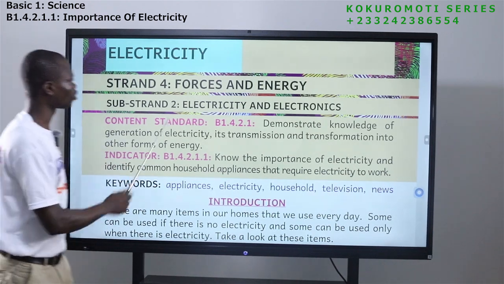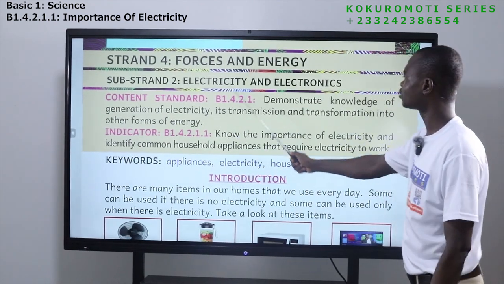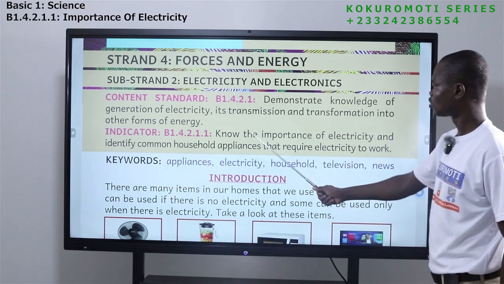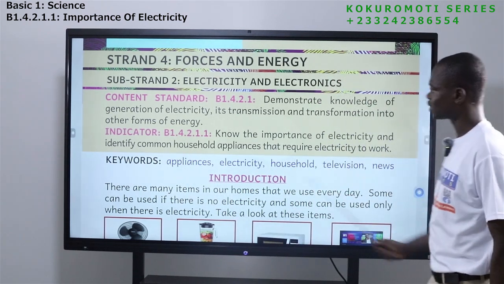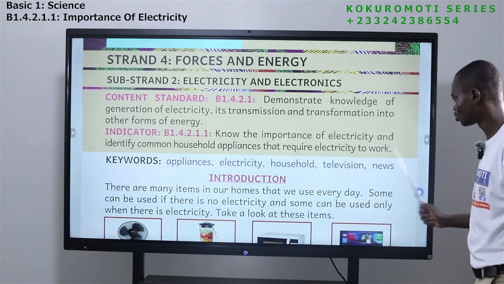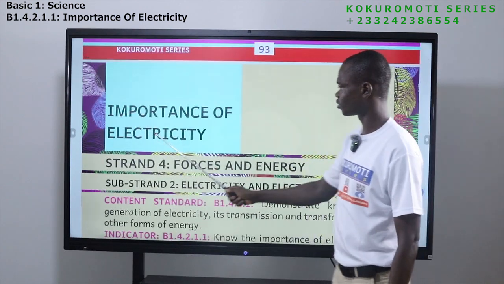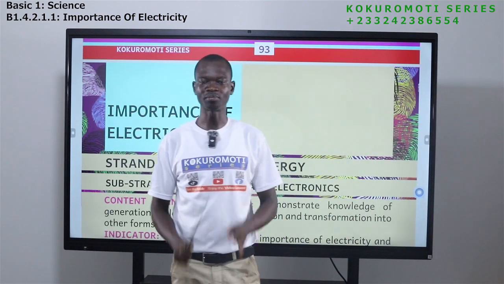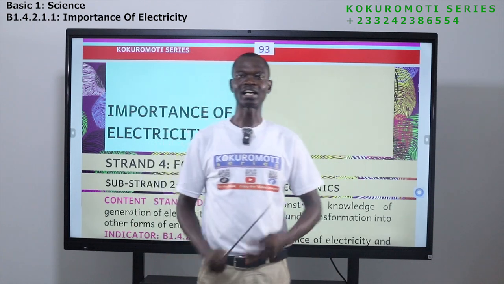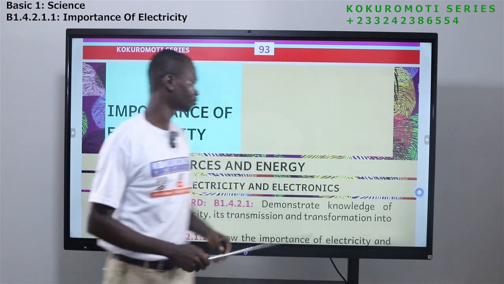Today we are looking at strand 4, forces and energy. Forces and what? Energy. Sub-strand 2 is what? Electricity and electronics. We are looking at the indicator, which is know the importance of electricity and identify common household appliances that require electricity to work. So the main topic is this: importance of electricity. Today we are going to learn about the importance of electricity. We have heard about electricity, but what are the importance of what? Electricity. So that's what we are going to look at.